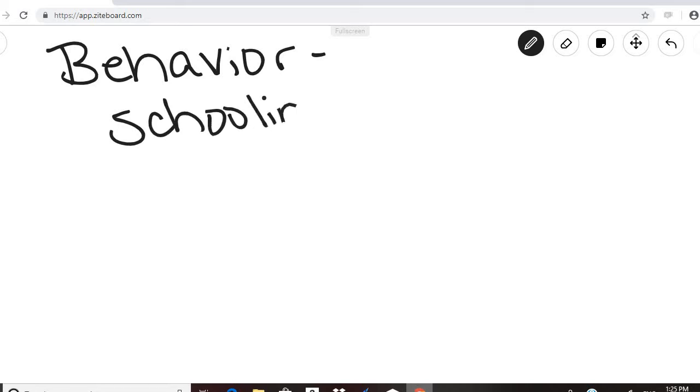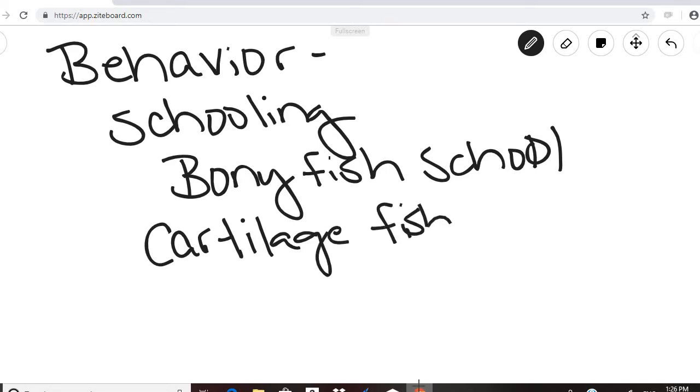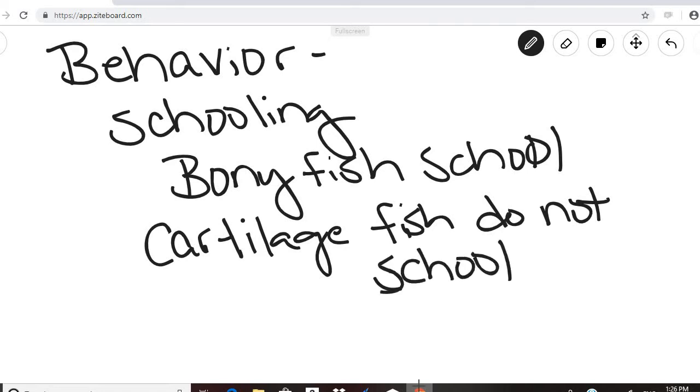Okay, we're going to finish up with talking about some of the behaviors of fish. You probably have heard that some fish school. So schooling is one behavior that we see in fish. Generally, the bony fish school, but the cartilage fish do not. Now, one exception to that is the hammerhead shark, but in general, we would say that the cartilage fish do not school. And some of them will school for their entire lives. Some will only school when they're young. Others only school when they're feeding. So schooling serves different purposes.